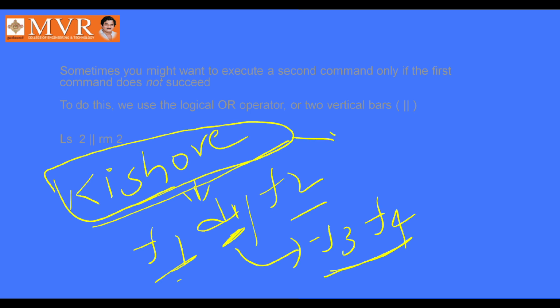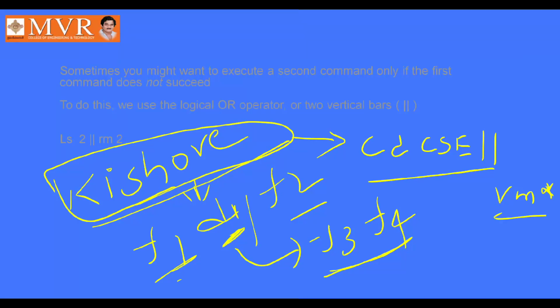So when I am working under my directory, if I use a command like cd csc, then logical OR, followed by rm star. See the example carefully. When I use this command cd csc, a logical OR symbol, then rm star, what happens? What is the logical OR operator? Irrespective of whether the first command executed successfully or not, the second command will be executed. That's what we have understood.